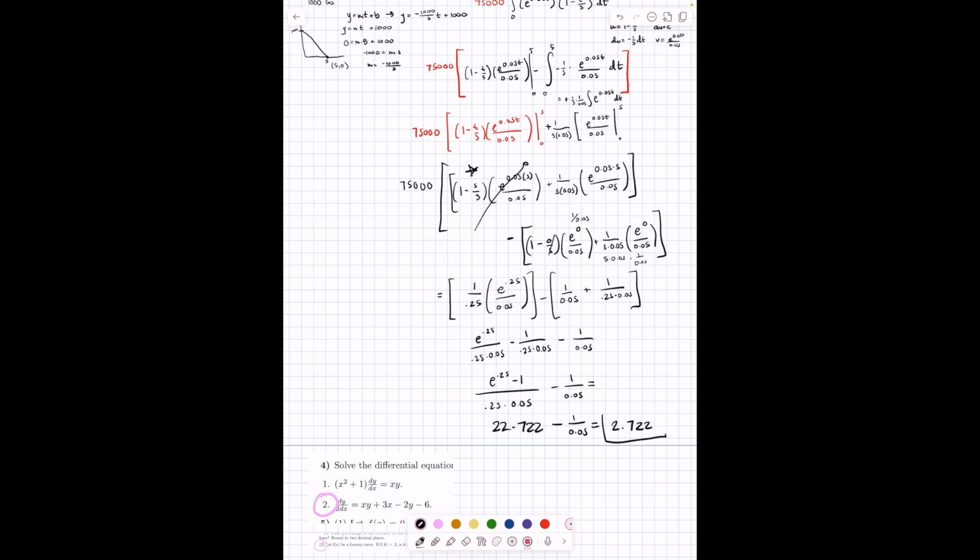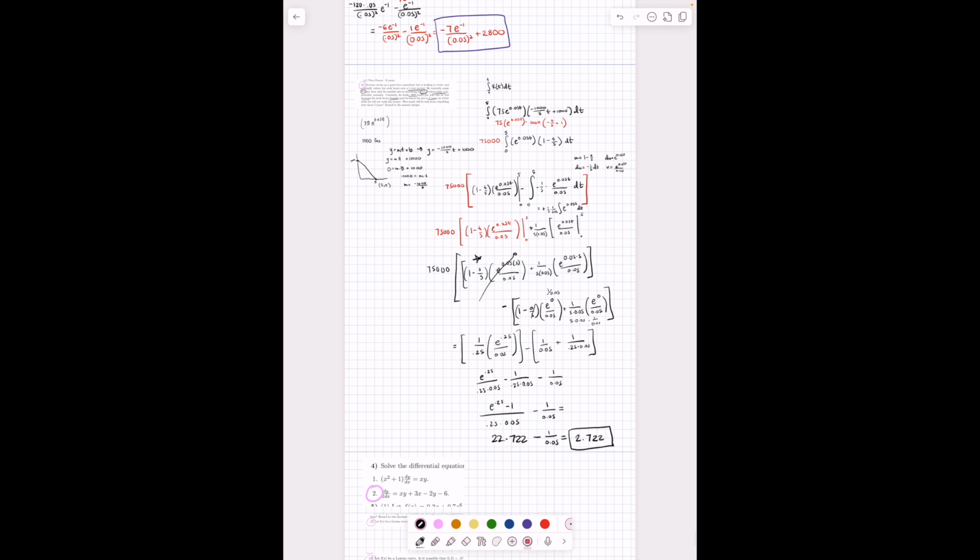This is the answer. I'm trying to check with the answer key, but I can't find this question. So we'll just keep this one for now, and then I'll check it.